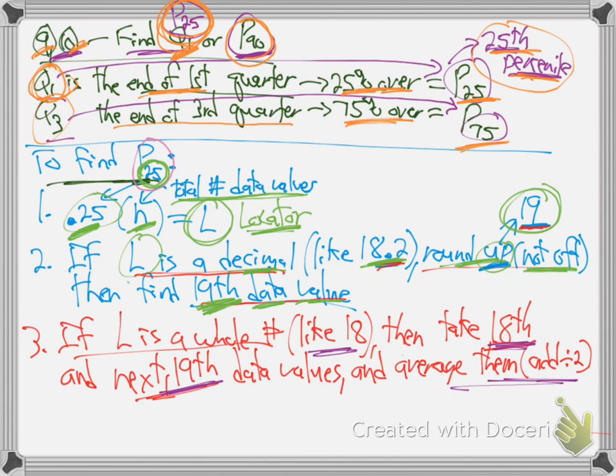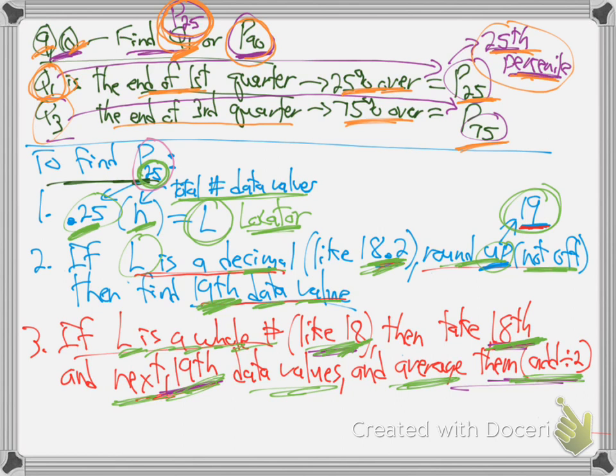But if instead L comes out to be a whole number, like 18 instead of 18.2, then you do something different. Then you go find 2 data values, the 18th one and the next one, the 19th one. And you take those 2 data values and you average them, meaning you add them and divide by 2. That's how you'll get your answer in that case. So there's 2 different scenarios here.